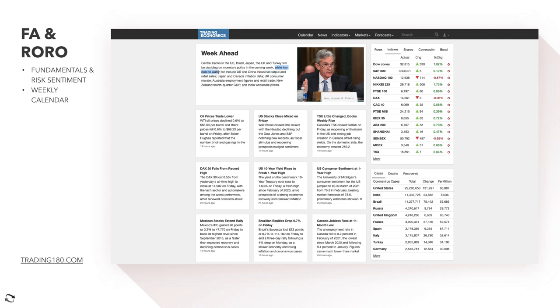Key data to watch for include US and China industrial output and retail sales, Japan and Canada inflation data, UK consumer morale, Australia employment figures and retail trade, New Zealand fourth quarter GDP and India wholesale prices. So, some potentially market-moving data coming out. But really we're looking at longer term trends when it comes to understanding monetary policy, inflation and interest rates, and the relationship between them.